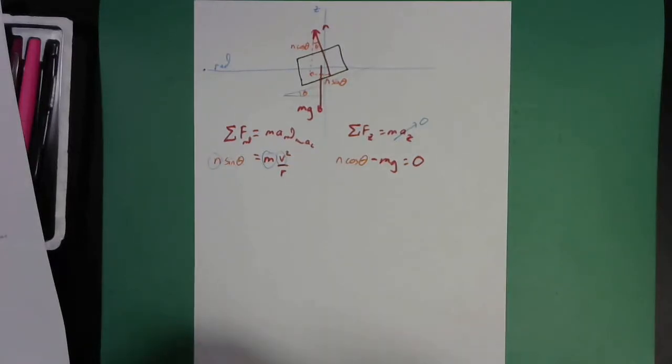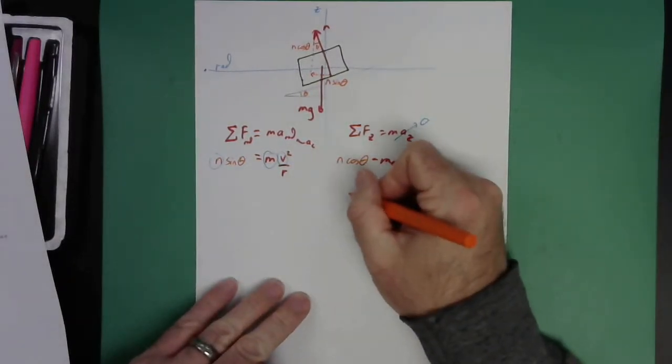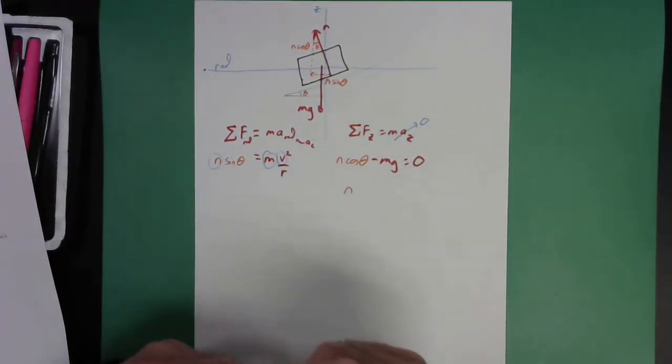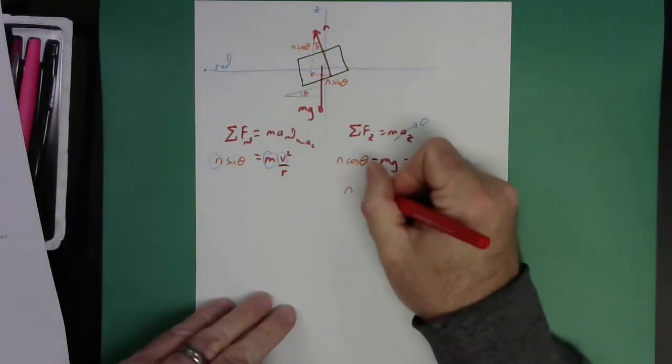Something wonderful is going to happen. Rearranging this, let's get rid of n. When I rearrange this, I will get that n is equal to mg over cosine theta.